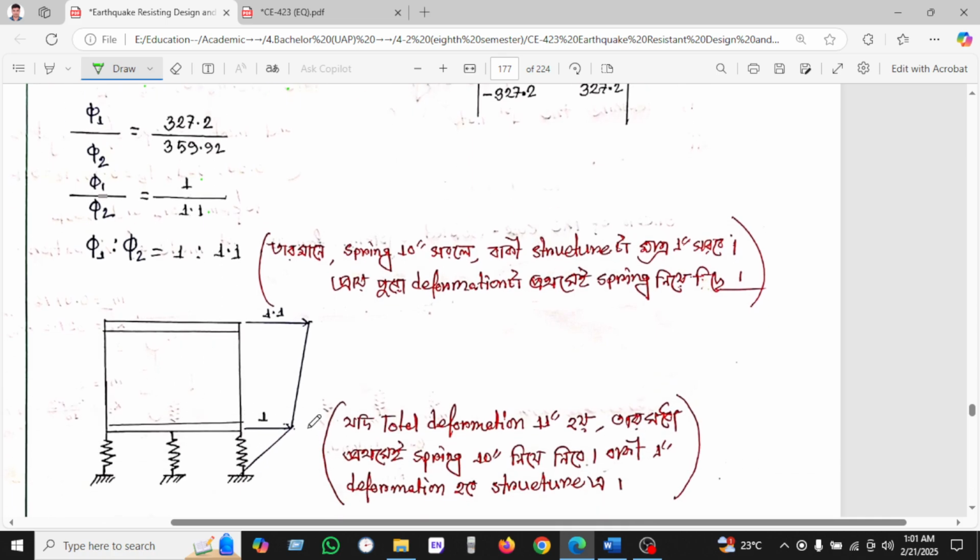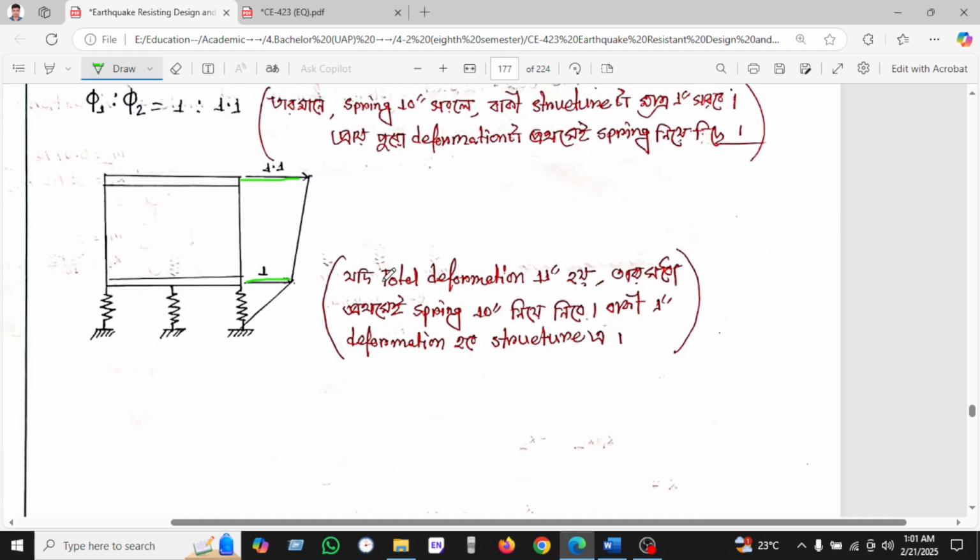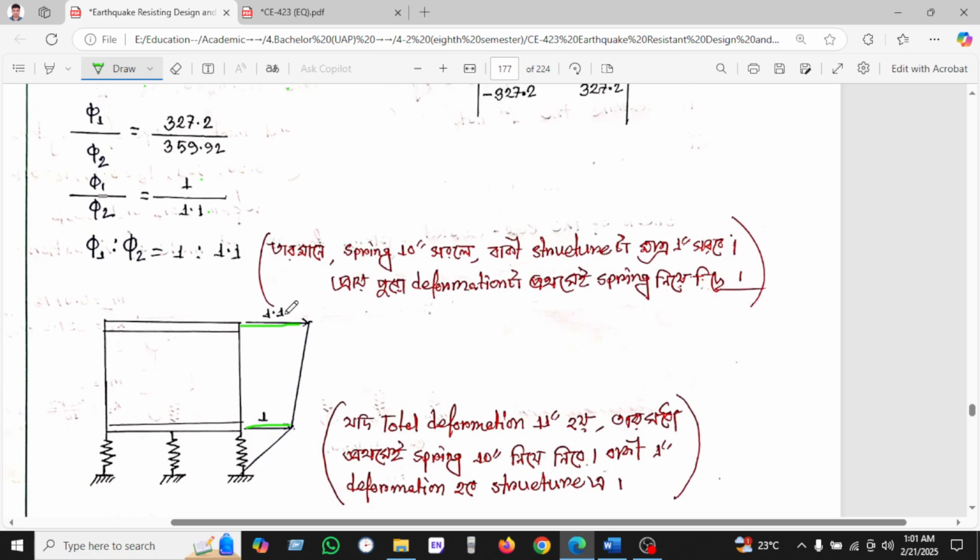What this means is, if the first mode gives 1, then the second mode will be 1.1. Okay, so let's see another example. What does it mean? If the spring is deflected 10 inches, then the whole structure will deflect only 1 inch, because in this way you can see almost all the deformation is taken firstly by the spring.